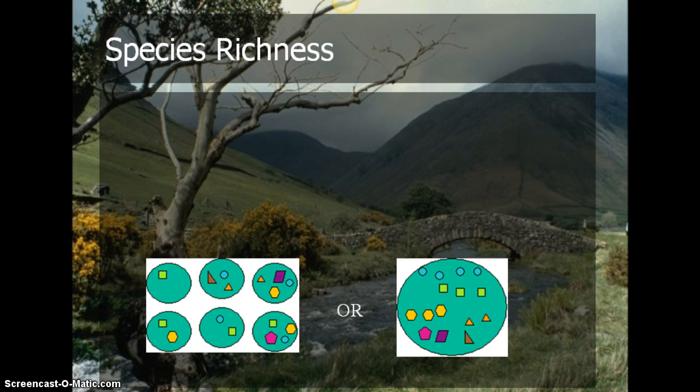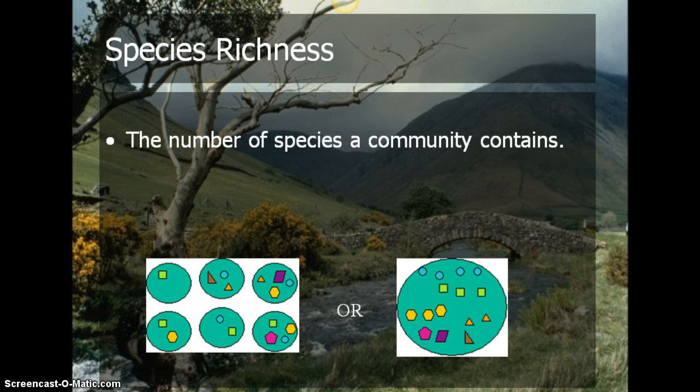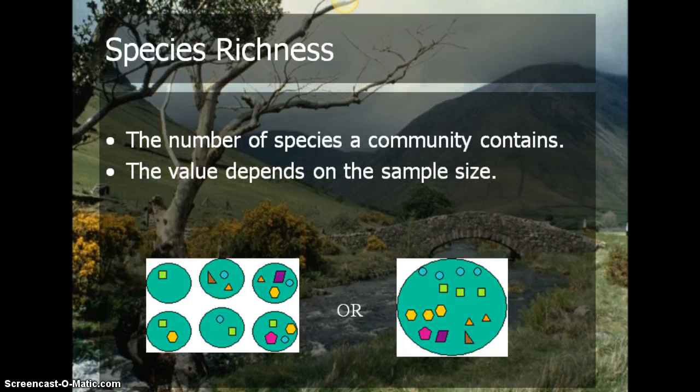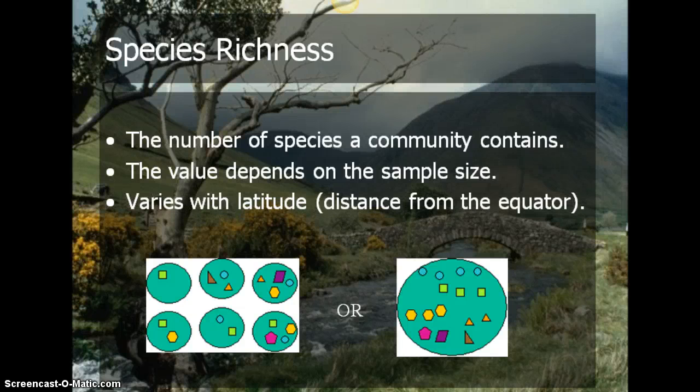So first definition is species richness, and this just tells us how many species there are in a community. Places like the rainforest are going to have a high species richness compared to somewhere like the tundra. The value that you get will depend on the sample size, and it does vary with latitude. So your distance from the equator, you get less variety as you go farther away from the equator.